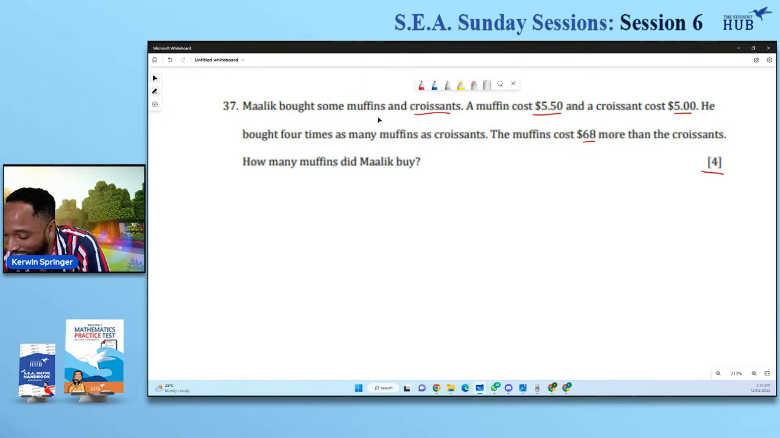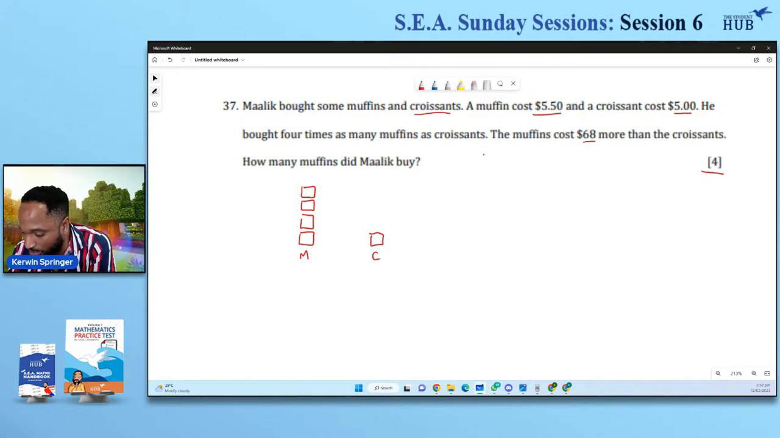Let's see. Malik bought some muffins and croissants. A muffin costs $5.50. A croissant costs $5. He bought four times as many muffins as croissants. All right, so this is the muffins, they call that the M's. And this is the C, the croissants. You see, he bought four times as many. And I'm using my little box method here. How many of you all know the box method? As croissants, as the C's.